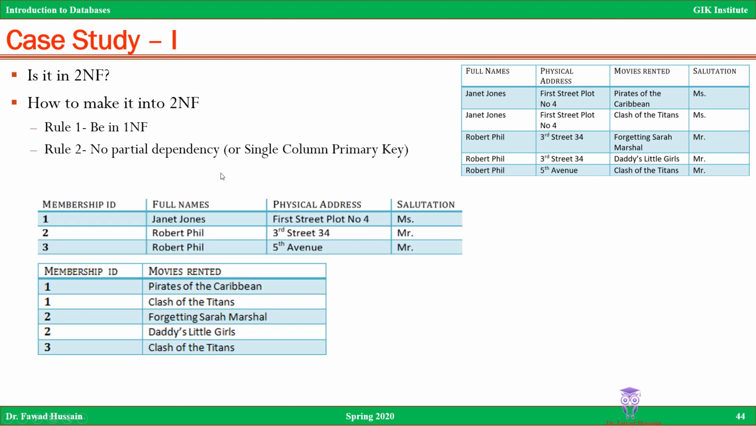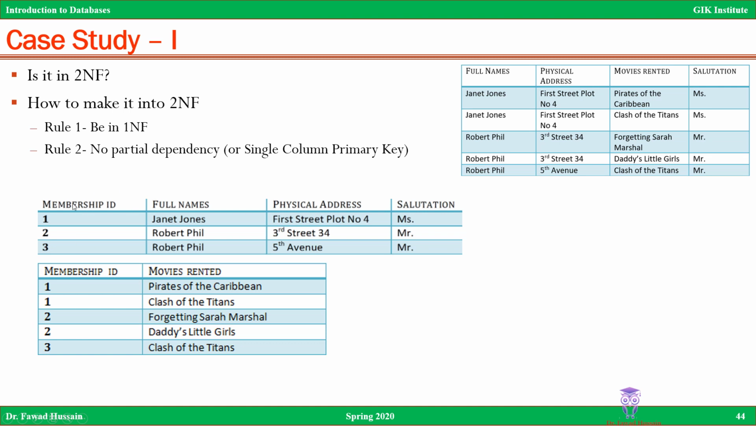Since it does not have a single primary key column, I can either make the three of them together a primary key, then maybe I can have a unique value. But the problem still remains that if the same person rents the same movie again, then I will have a problem. So that's not perhaps a good idea. So what I can do is introduce a surrogate key.